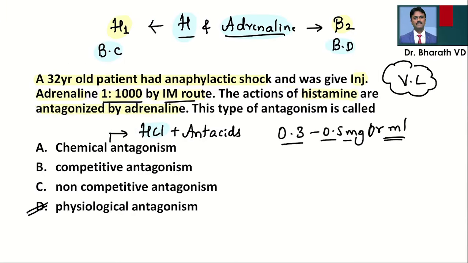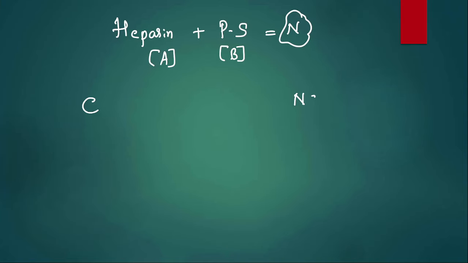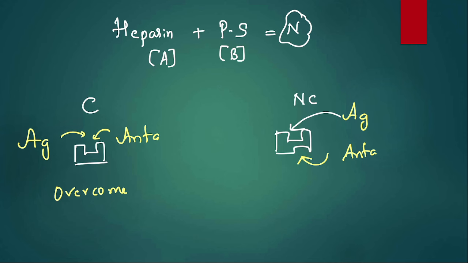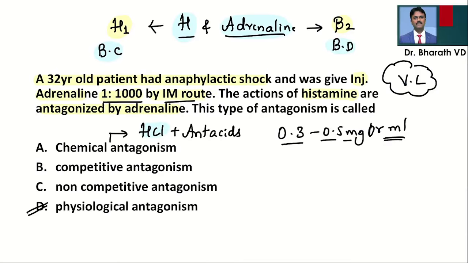The other two options are competitive and non-competitive. Here the receptors are the same. In competitive, the agonist and the antagonist both bind to the same site. But in non-competitive, same receptor, but the agonist binds to one spot and the antagonist binds to another spot. Competitive antagonism can be overcome; non-competitive cannot be overcome. So this is the meaning of competitive and non-competitive antagonism. So the answer for this question is obviously option D, physiological antagonism.